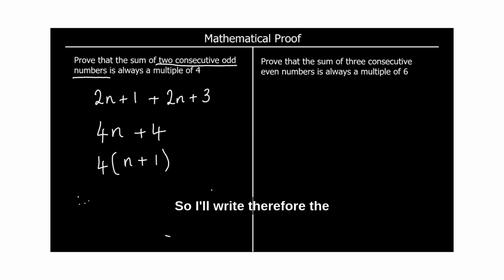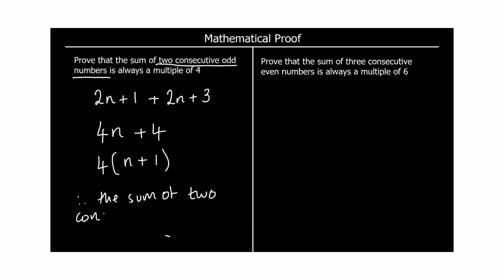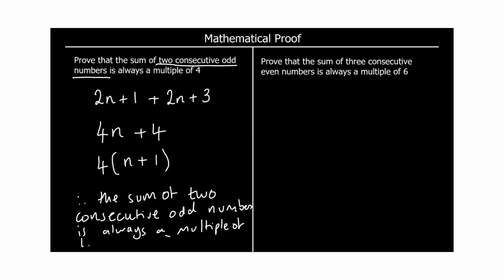So I write, therefore, the sum of two consecutive odd numbers is always a multiple of 4. Okay, one for you to try. Give that one a go.